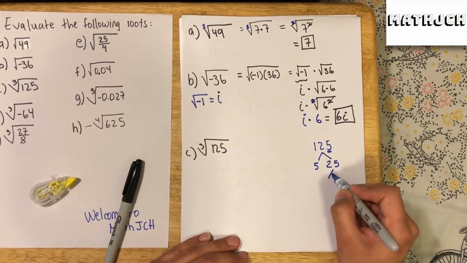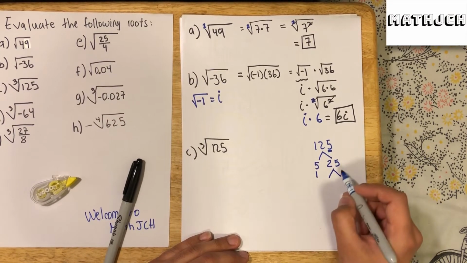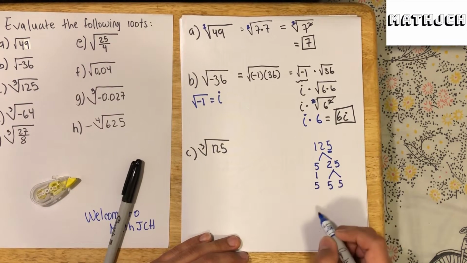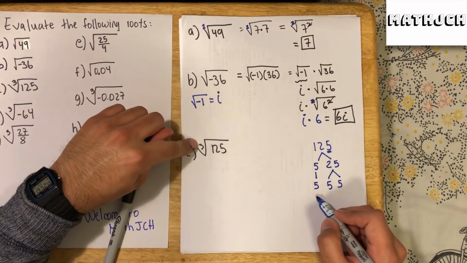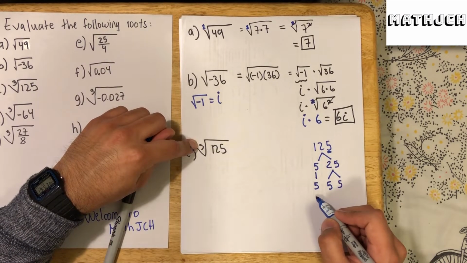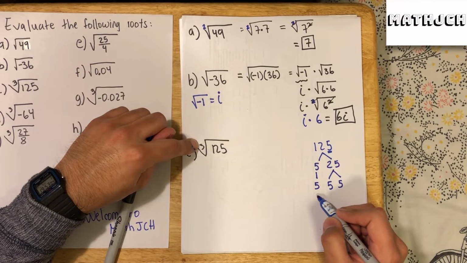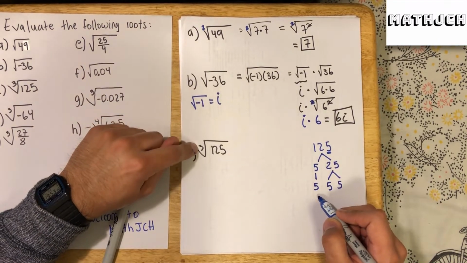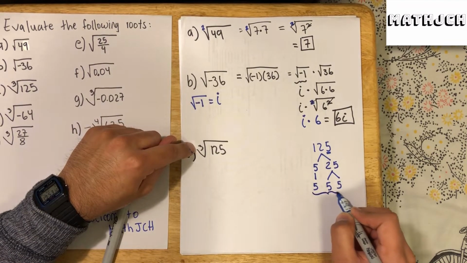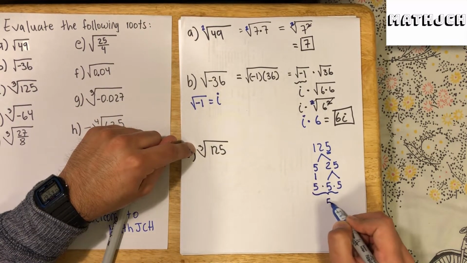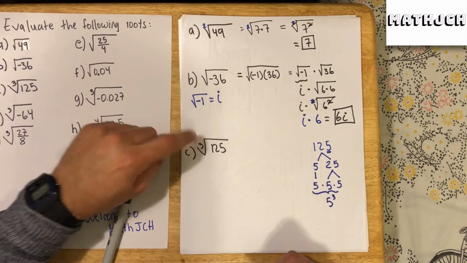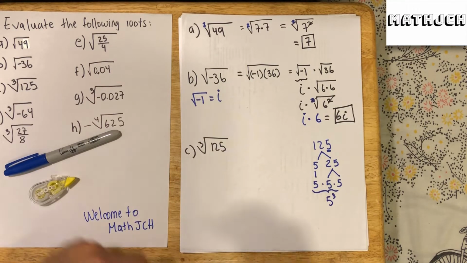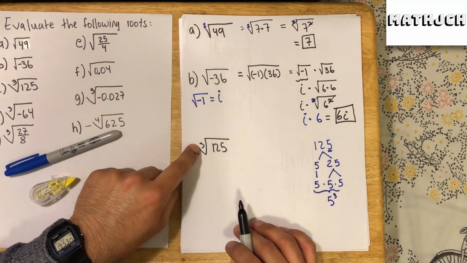Next, 25, we can further factor, which is going to be 5 times 5, and then bring the other 5. Notice that we have a cube root here. So basically, we're looking for a number that can be raised to the same index right here. In this case, we have 5 times 5 times 5. We could rewrite it as 5 to the power of 3. So that's what we're looking for there: some number to the power of 3, because our index is 3 as well.